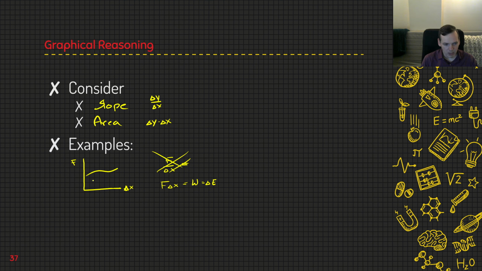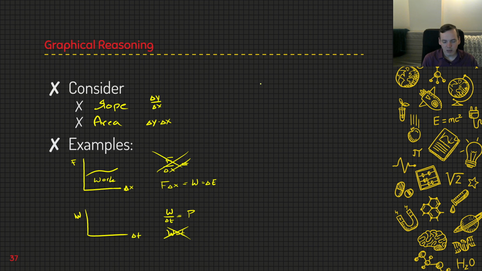So the area on a force versus displacement graph will be the work done or the change in energy. Next we have a work versus time graph. Well, in this case, we have work over change in time. That does look familiar. That looks like power. If we have work times change in time, that doesn't look like anything familiar.